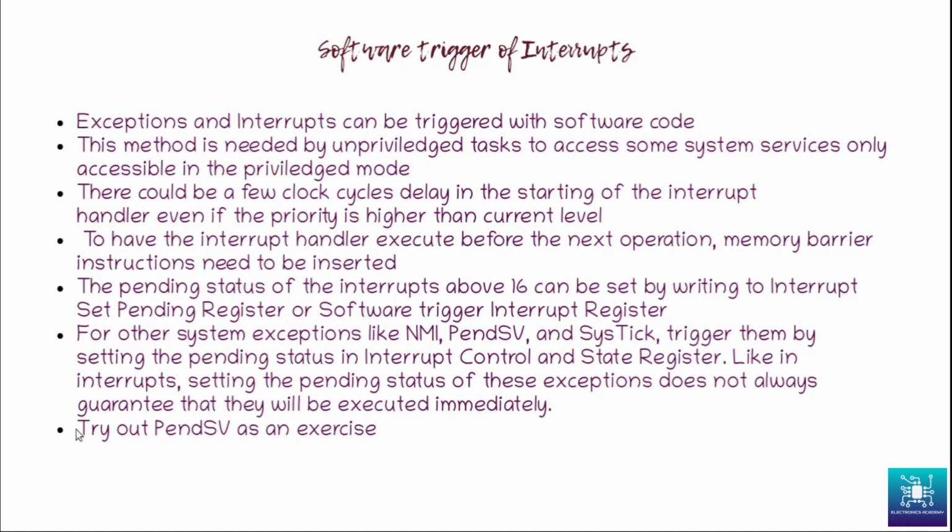So this is an exercise for you. Try out the PendSV system exception as an exercise. Write code and set a breakpoint in the PendSV handler in such a way that when you trigger the PendSV interrupt, the control goes and hits the breakpoint in PendSV. Set some priority for the PendSV, and you could try some preemption exercises also on this particular interrupt.